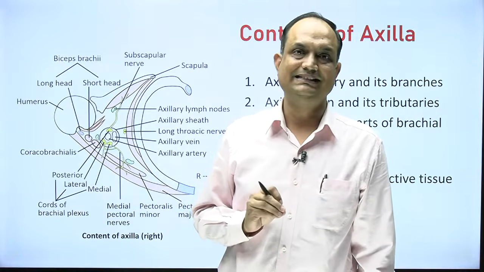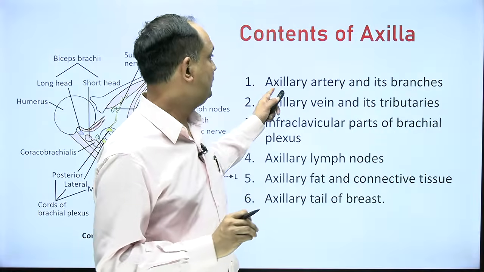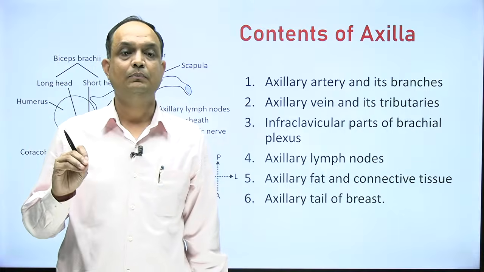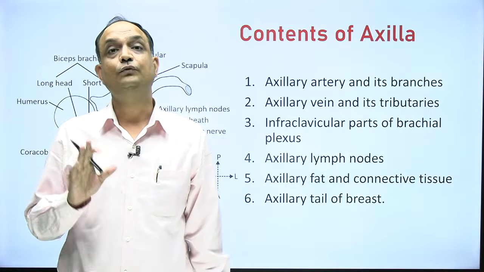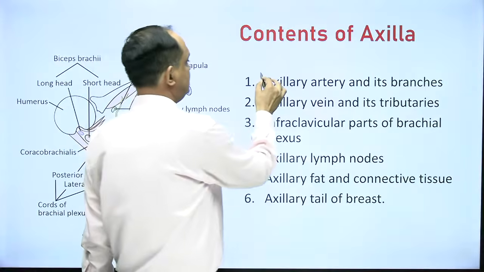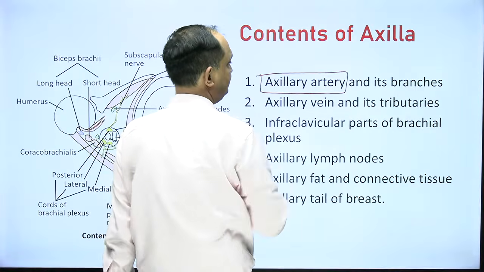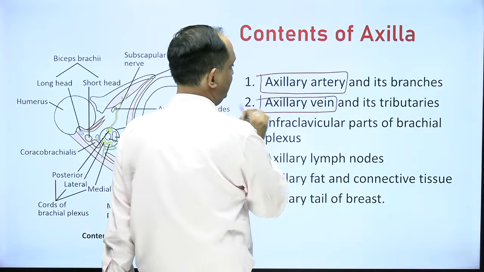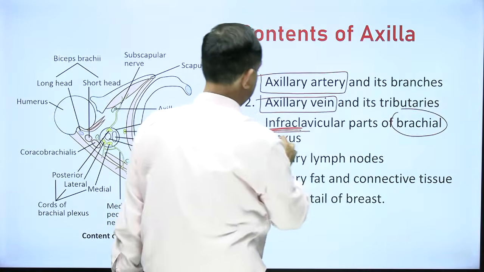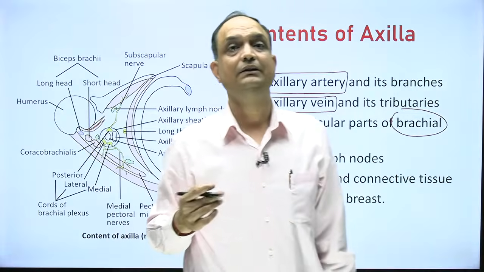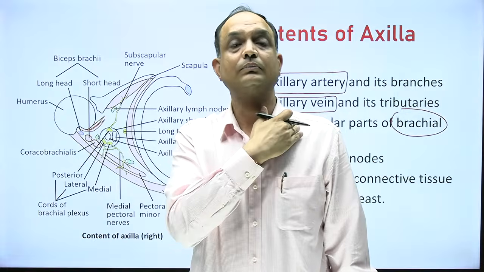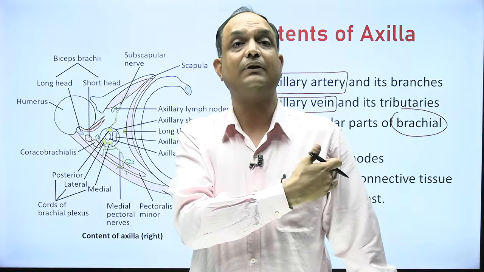Now what next? If we talk about the contents of the axilla, why are you reading the axilla? The axilla is important because it has very important axillary vessels, and the most important thing is the infraclavicular part of the brachial plexus. So dear students, in this axilla you will find the axillary artery and its branches, the axillary vein and its tributaries, and the infraclavicular part of the brachial plexus. We divide the brachial plexus into two parts. From the neck to the clavicle is supraclavicular. From the clavicle to the axilla is infraclavicular.